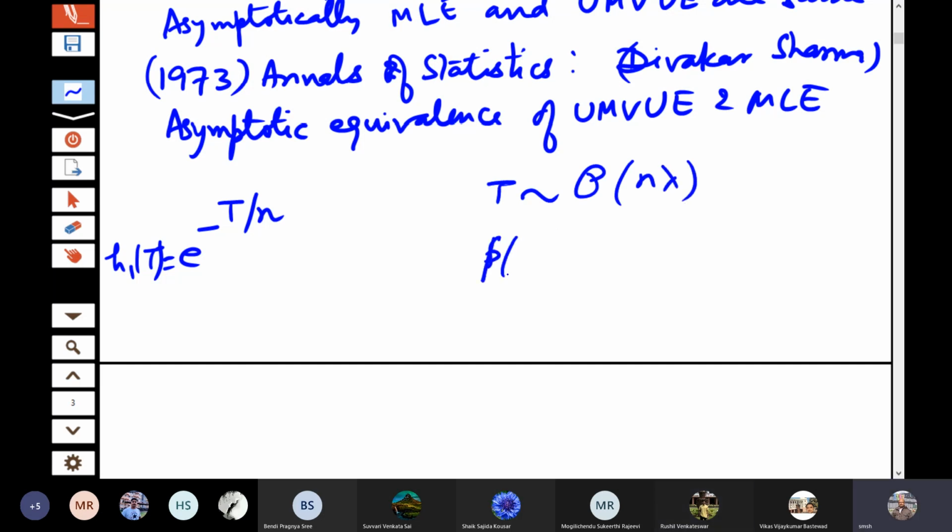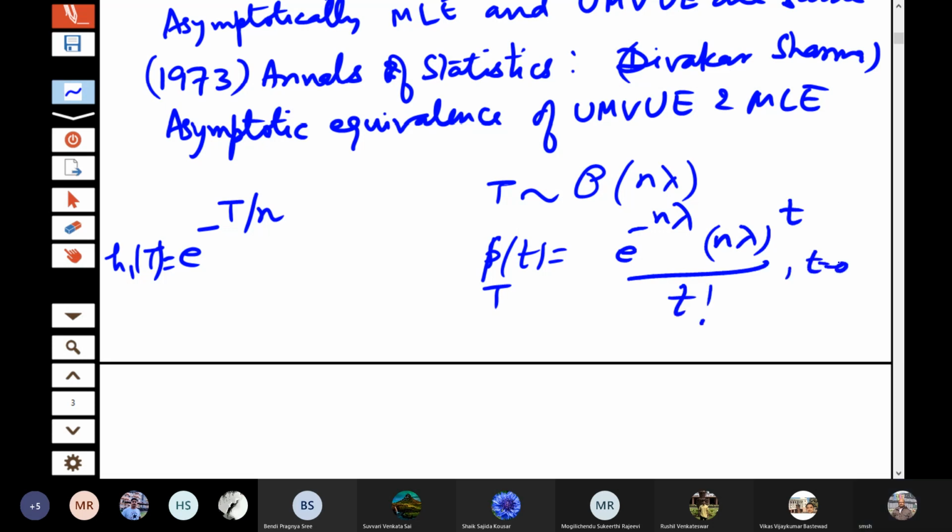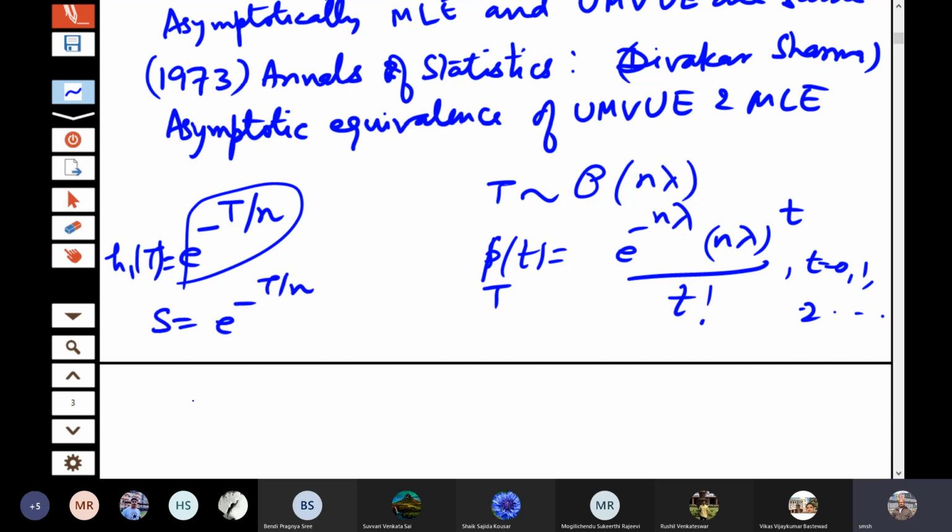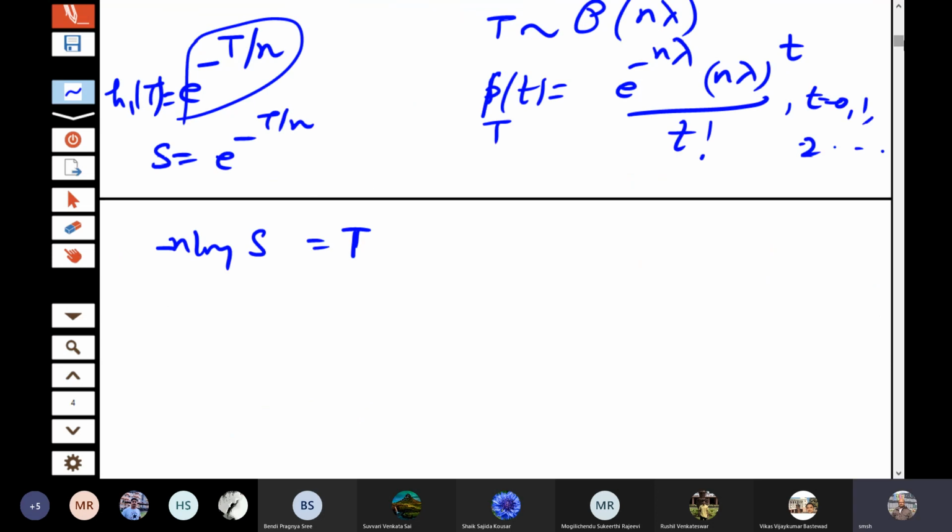So this is simply a one-to-one function, isn't it? You know the distribution of t, that is Poisson(n lambda). So what is the probability mass function? That is e to the power minus n lambda times (n lambda) to the power t, by t factorial. Okay. So this is simply a one-to-one function. If I write s is equal to e to the power minus t by n, then log of s is minus t by n, so t is equal to minus n log s. Okay, sir. Yeah, got it. So I think you can just write this down because this is a discrete case and it's a one-to-one transformation. So this is extremely simple. Okay.